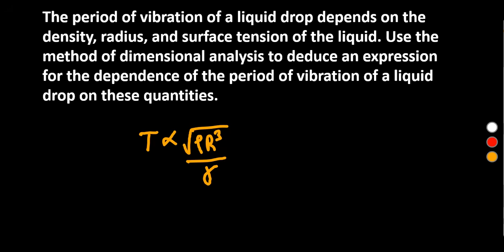So we want to show in this question that the period of vibration of a liquid drop has this dependence, that it is proportional to the square root of the density times radius raised to the power 3, over surface tension. So we shall be using gamma to denote surface tension. So stay tuned while we solve this problem.